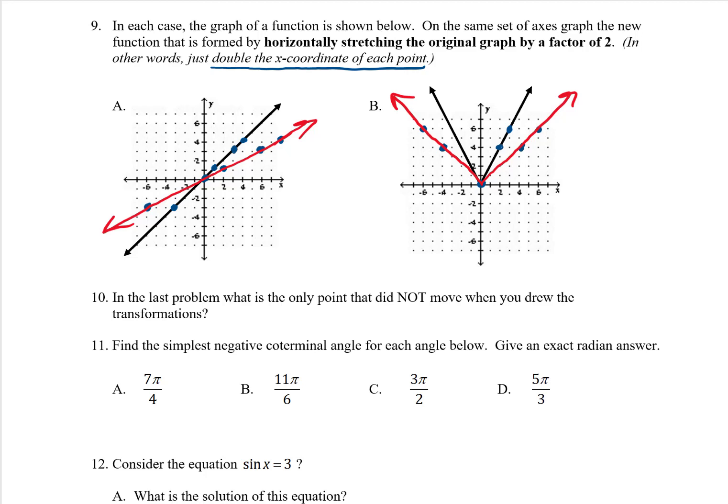Problem number 10 has a follow-up question. What's the only point that did not move when we drew those new graphs? And of course, in both cases, that was the point (0, 0). Zero, anything would not change in the case of a horizontal stretch, because when you double 0, nothing changes. So horizontal stretches are always from the y-axis and then outward to the left or to the right.